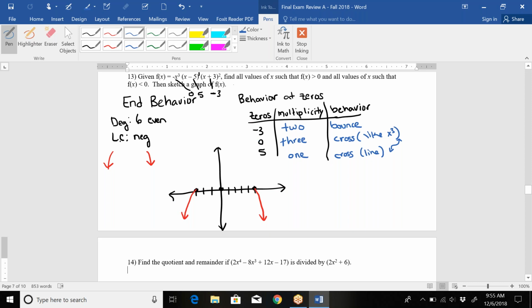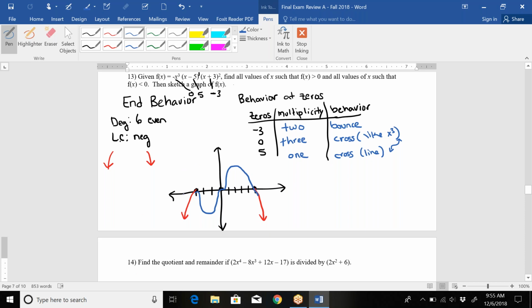So at 2, we're supposed to bounce, which means since we're down, we're going to stay down. And then we eventually have to head back towards that next x-intercept, so we have to start going up again. At 3, we're supposed to cross like x cubed, so we come in, flatten for a second, and keep going up. And then we have to eventually head back down towards that next x-intercept, and that crosses like a line, so mostly straight.